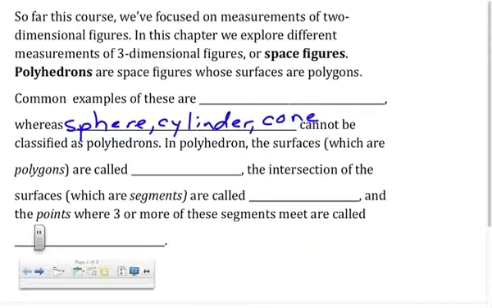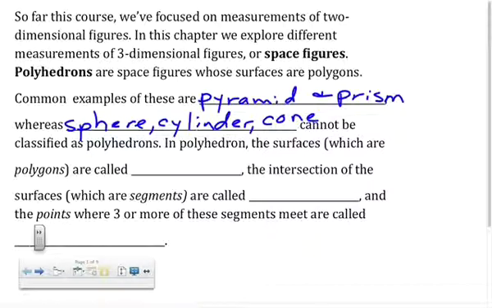Okay, so what would be common examples of things that are polyhedrons? A pyramid, absolutely. What else? Cube, or more generic, pyramid and prism. Okay, so in this course, the figures that we're going to be talking about finding the surface area and volume of are those shapes. Everything else kind of falls outside of our requirements.